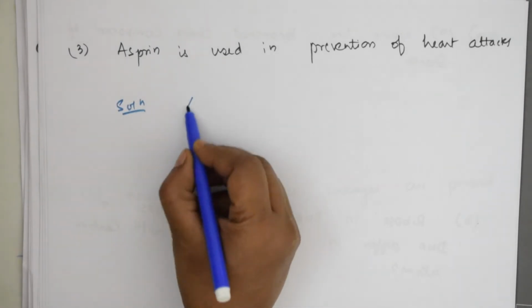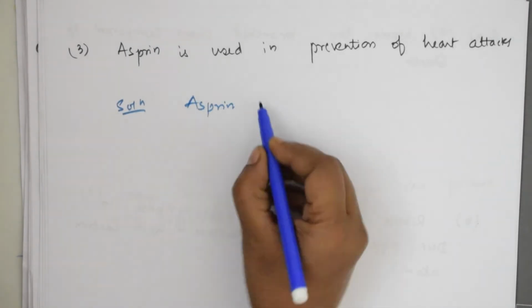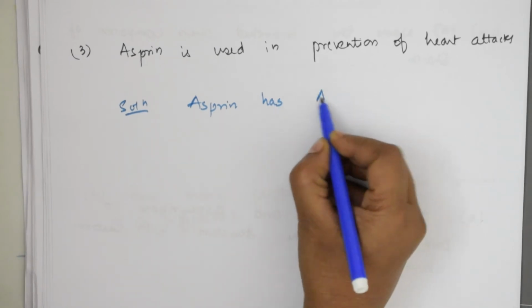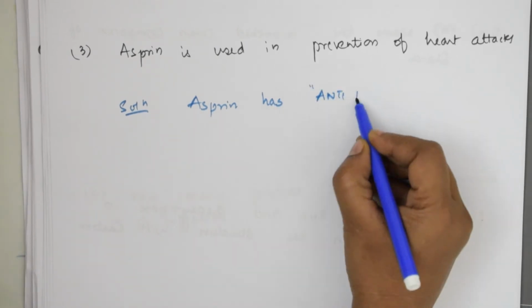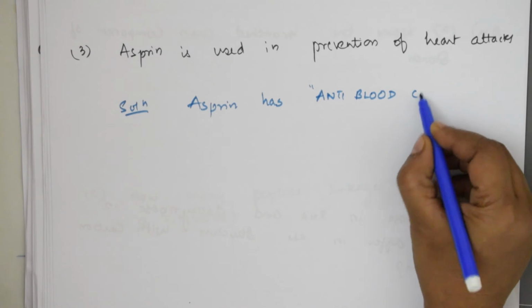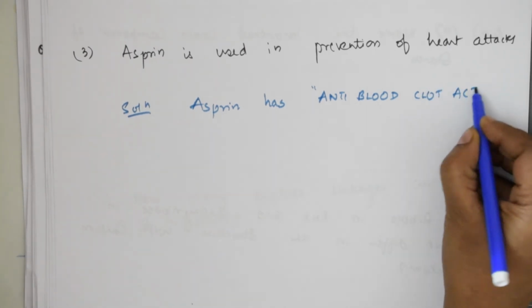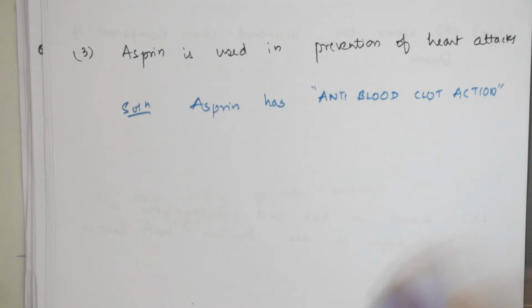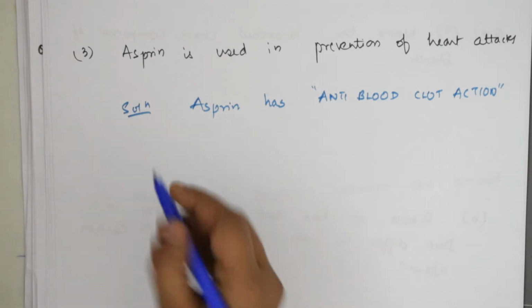So first you can write aspirin has, we'll put it in inverted commas, anti-blood clot action. It has anti-blood clot action. Okay, right. So this is the keyword. Here only you'll get 1 mark. And because it has this action, what will it do? It will allow the free flow of blood. Instead of clotting it, instead of forming lumps, what does it do?